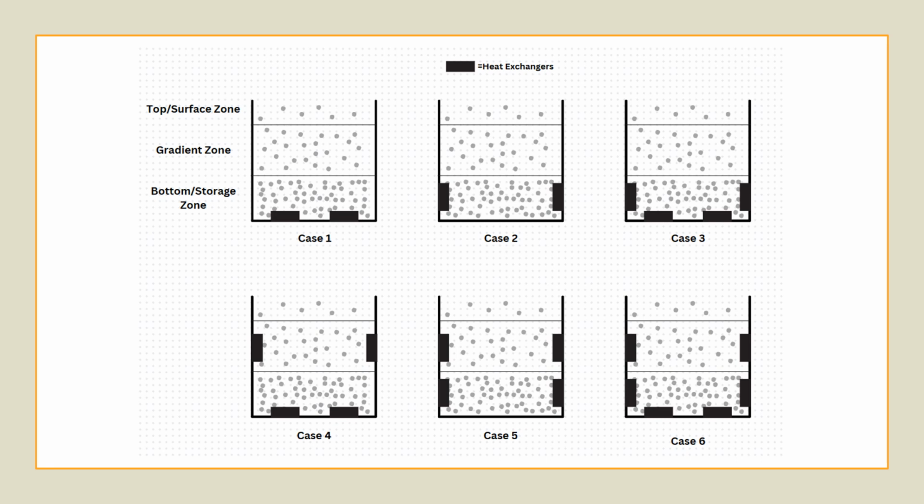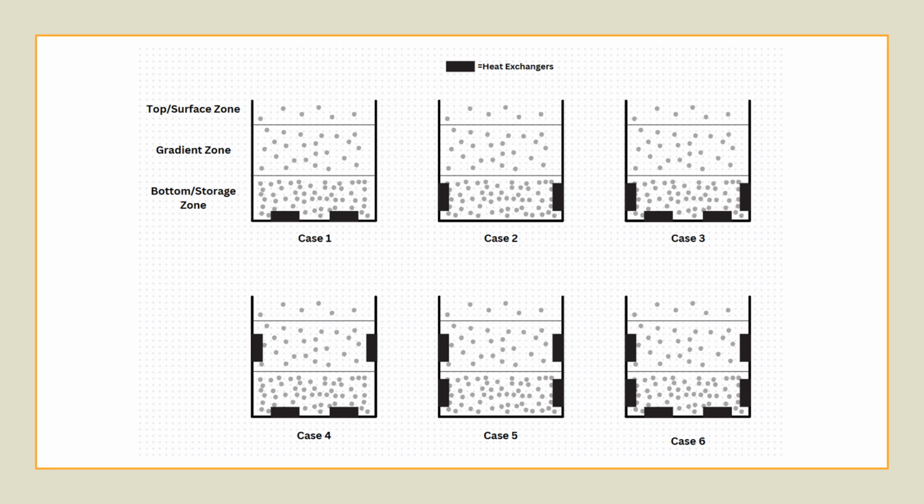Additionally, the idea of extracting heat from the gradient zone of a solar pond instead of, or in addition to, heat extraction from the bottom layer has also been explored. It has been found that, while heat extraction from the gradient layer alone will not be a more efficient method of heat extraction, it is possible to enhance the efficiency of a solar pond by extracting heat from the gradient zone in addition to the storage zone.